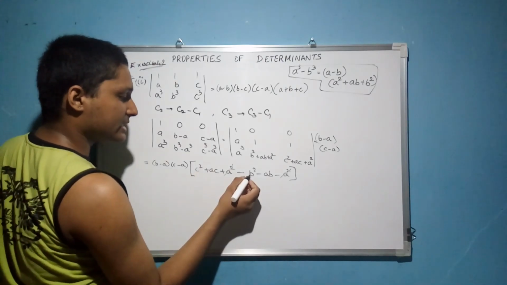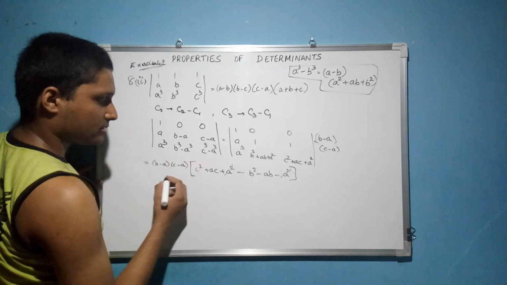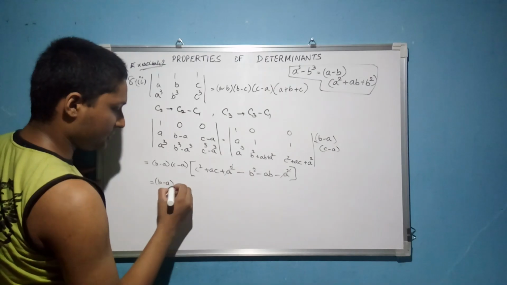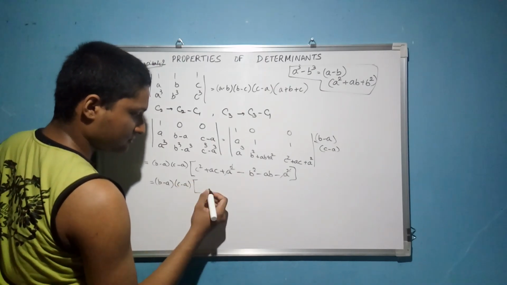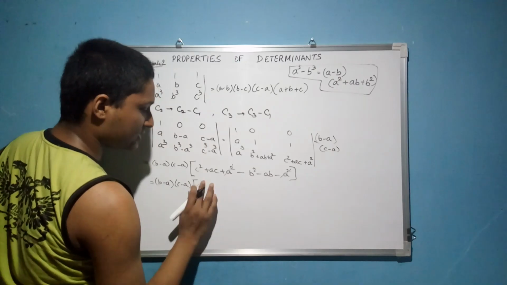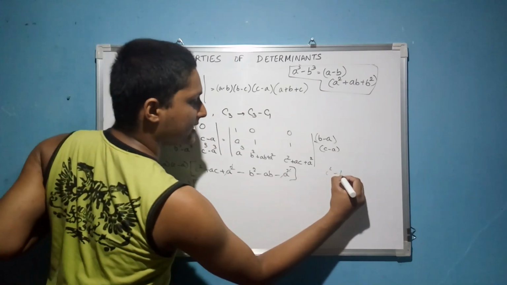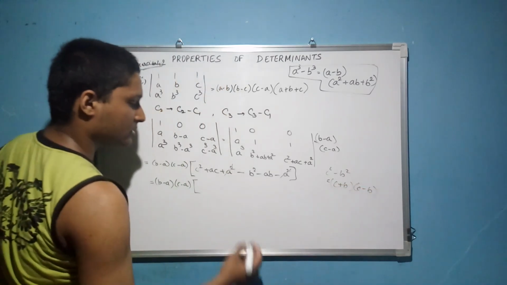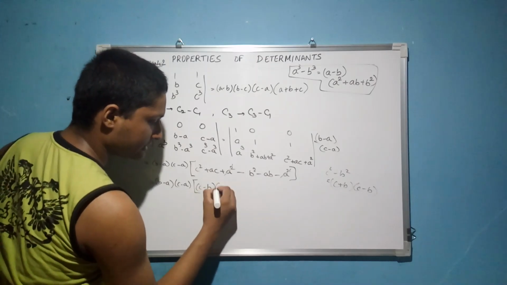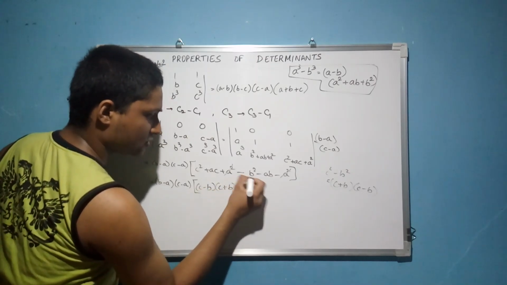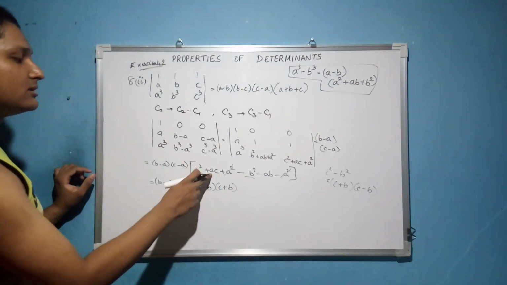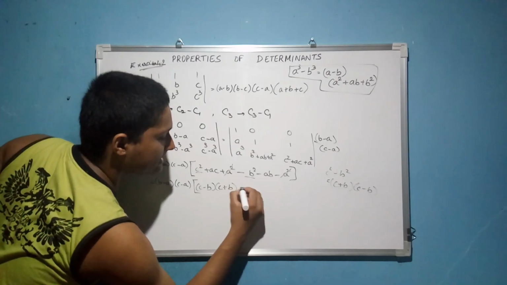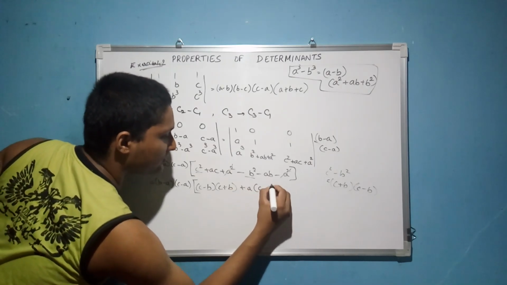Then you have c square minus b square, ac minus ab. So what is the common thing that we need to take out from that? Okay, we have b minus a, c minus a here. Then you have c square minus b square, which I'll write as c plus b into c minus b. Those two I have taken together. The thing remaining here is ac and minus ab, that is a into c minus b.